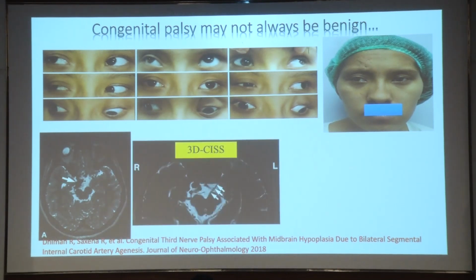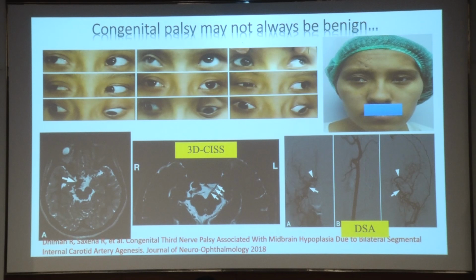Then again, the radiologist suggested get a cyst scan done, and we could not visualize the third nerve on this side. Then a digital subtraction angiography revealed that there was a bilateral segmental ICA agenesis that probably led to the hypoplasia of the midbrain and brainstem on the affected side.